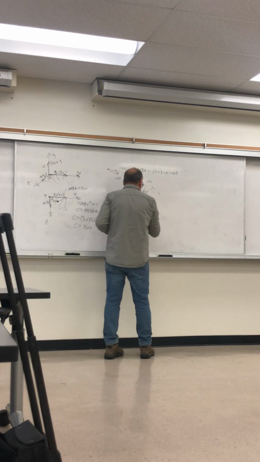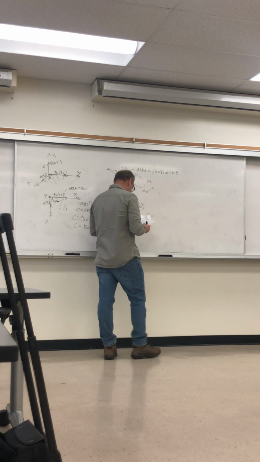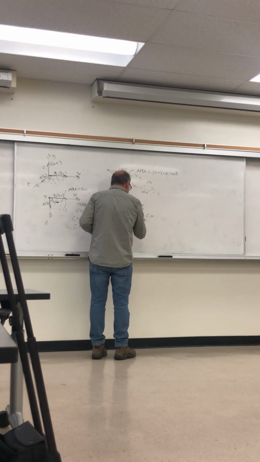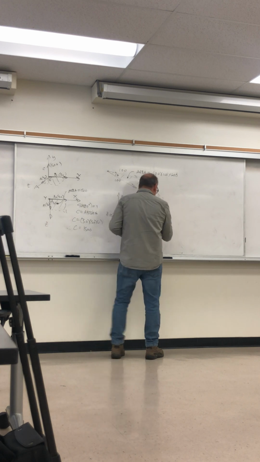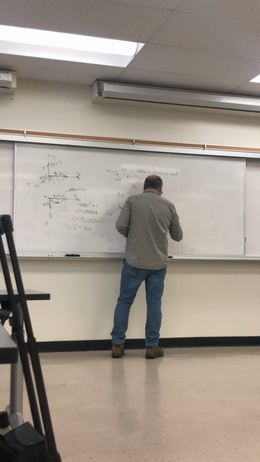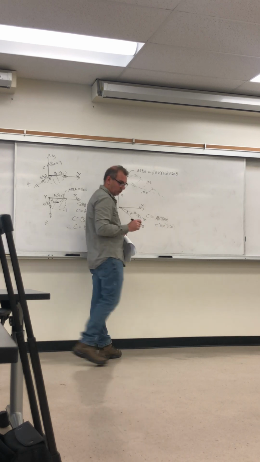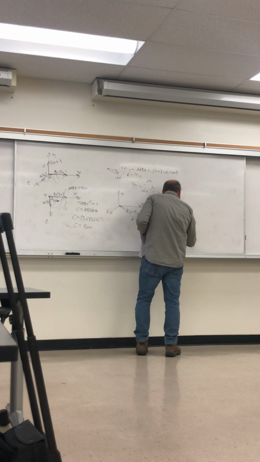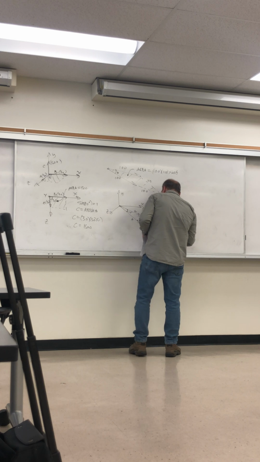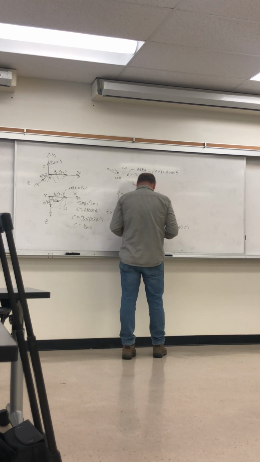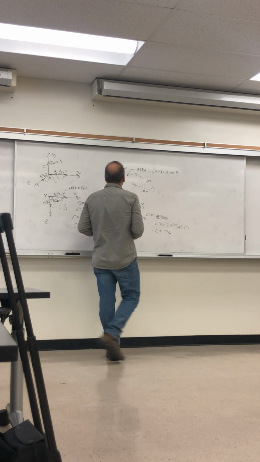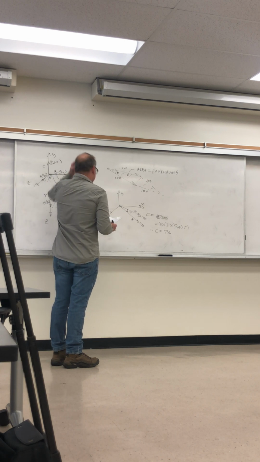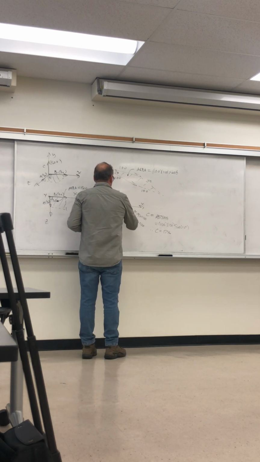And for this, we get C. This is B and A. So C is AB sine theta. Magnitude is 100 times 100 times the sine of 10 degrees, which is 1,736. That's this value here.